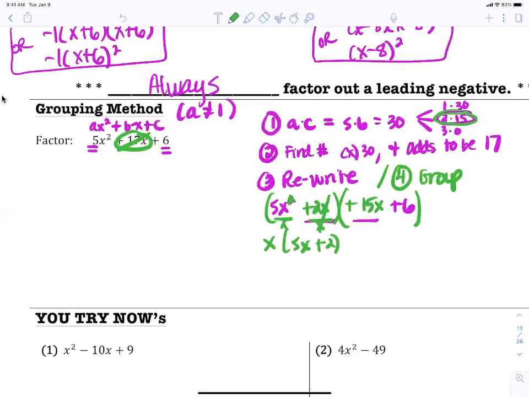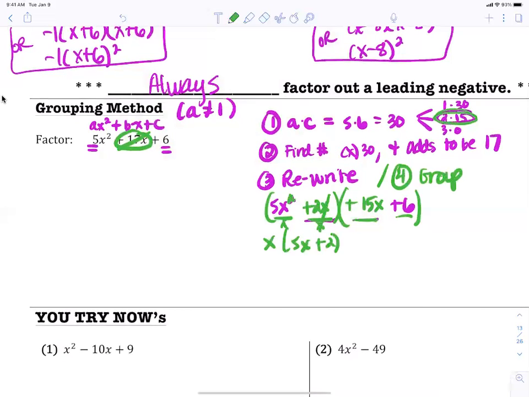And now we move on to the second set of parentheses. And we say, okay, same thing. What is my GCF between a 15x and a 6? Well, the highest number that goes into both of those is 3. So if I divide both of those by 3, we're going to be left with a 5x plus 2.